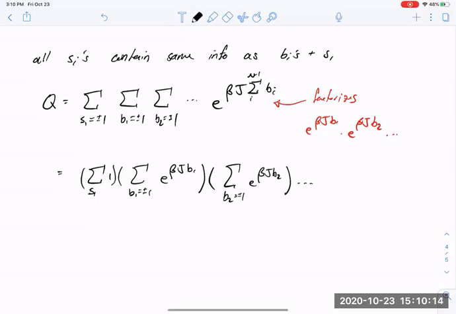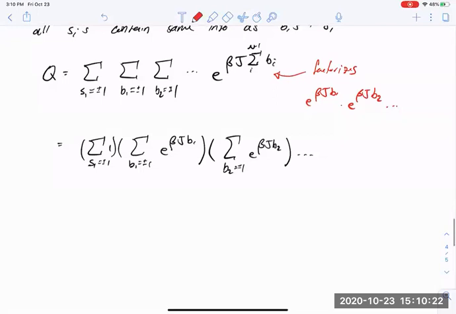That sum over S1 is the sum implicitly over spin 1 being plus or minus 1. Each one of these partial sums I can then evaluate. This one just gives me 2. This one gives me e to the beta J plus e to the minus beta J. The same thing with this one.